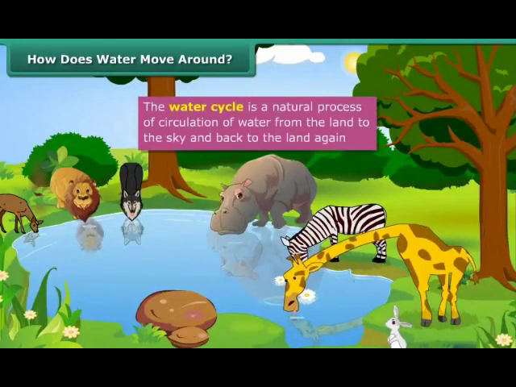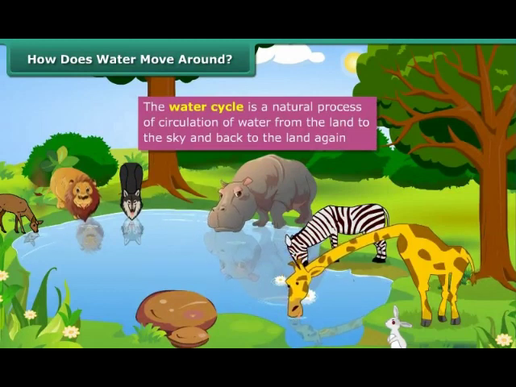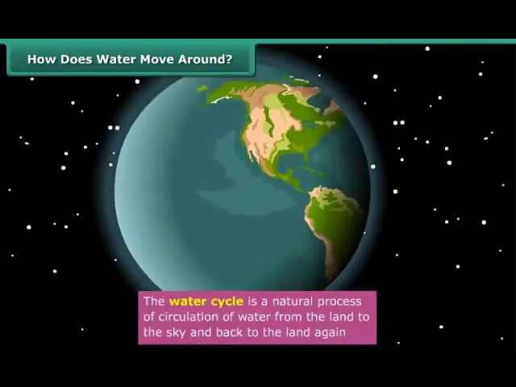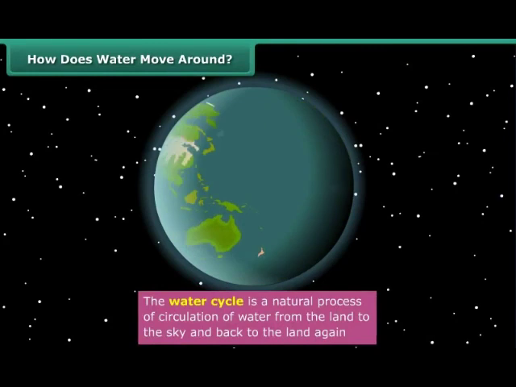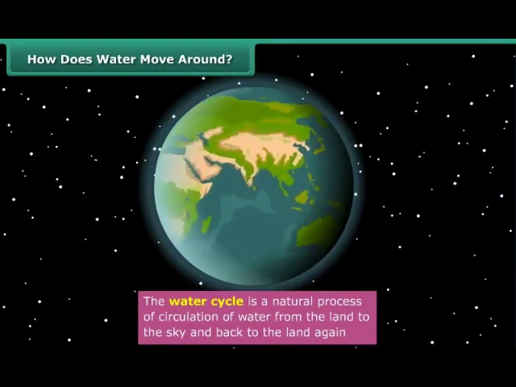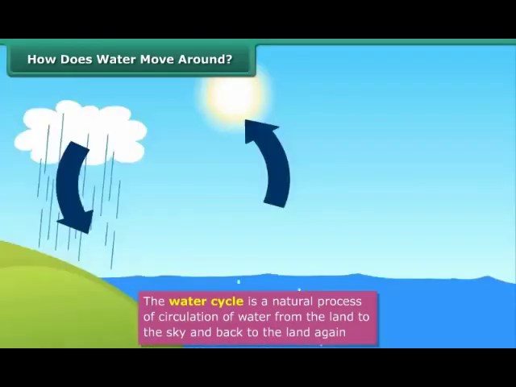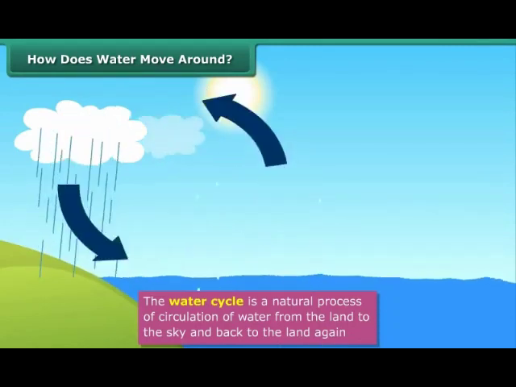Have you wondered how, despite consumption of water by living things on Earth for hundreds of years, the balance of water on the planet has been maintained? It is the water cycle which makes it possible.